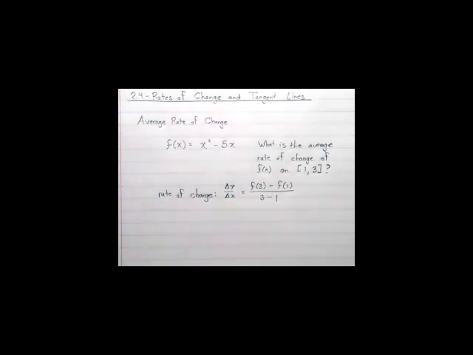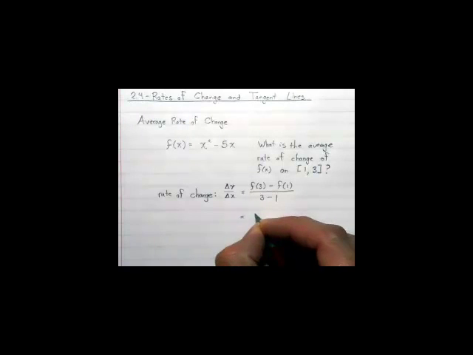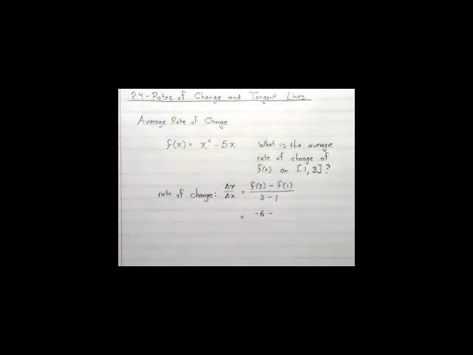Okay, so then we have to do a little legwork of actually plugging the numbers in and seeing what we get. So f of 3, let's see if we can do that in our heads real quick here. 3 squared is 9 minus 5 times 3, that's 15. So 9 minus 15 is negative 6. And f of 1, 1 squared is 1 minus 5 times 1. So 1 minus 5, negative 4.